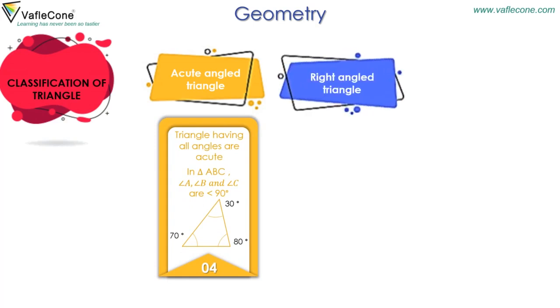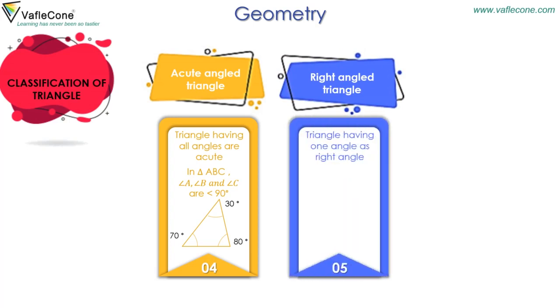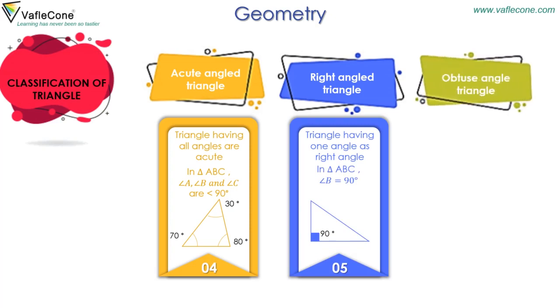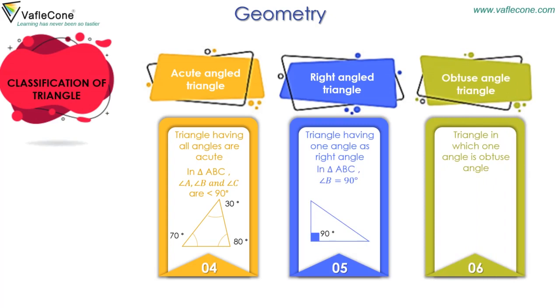Right angle triangle. A triangle having one angle as a right angle. In triangle ABC, angle B is equal to 90 degrees. Obtuse angle triangle. A triangle in which one angle is an obtuse angle. In triangle ABC, angle B is 120 degrees.